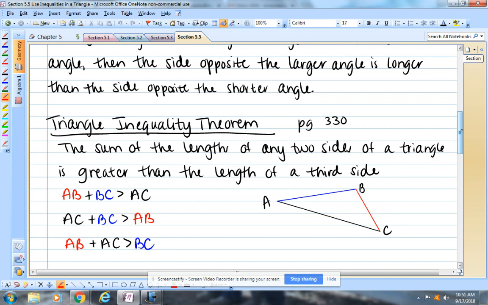Okay? So if this does not happen, then you do not have a triangle. So take any two sides and add them together, it has to be greater than the length of the third side.